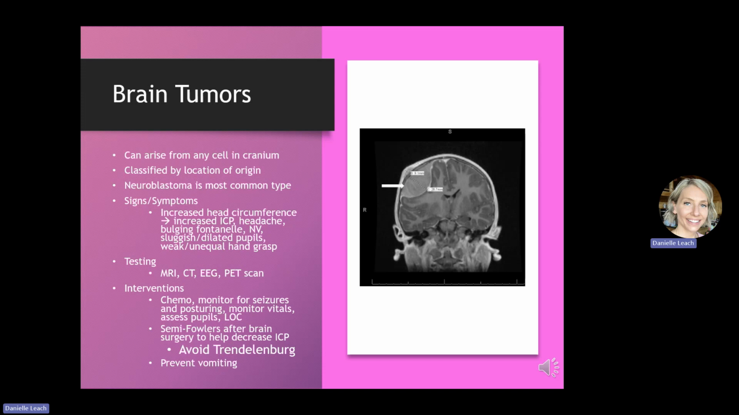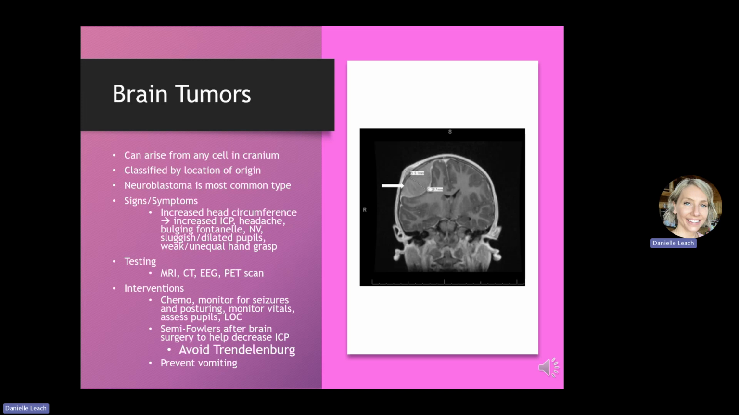Intervention-wise, they could have chemotherapy. In the meantime, we want to monitor for things like seizures. Are they doing any posturing, like the decorticate or decerebrate posturing? Of course, monitoring their vitals and doing other neuroassessment type things like assessing pupils and level of consciousness.